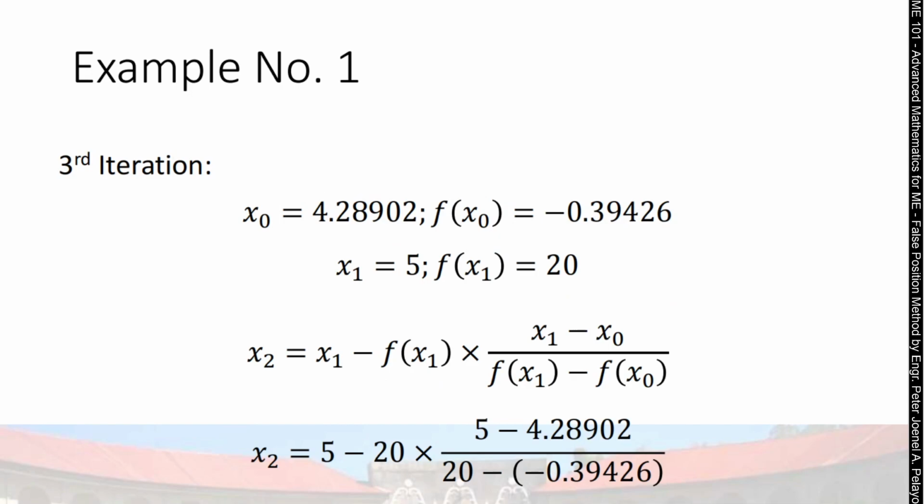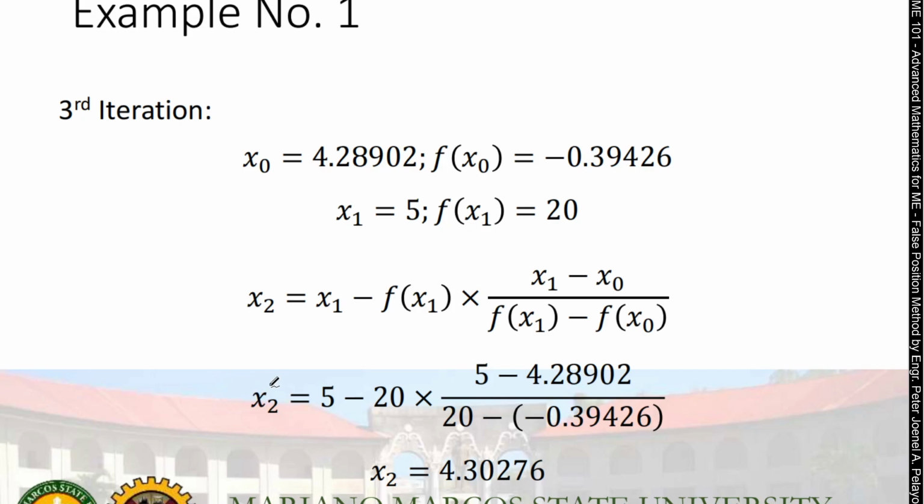Let's go sa third. So, napalitan yung X0 natin. Eh, syempre, papalitan yung f(X0). So, itong X0 and X1 with f(X0) and f(X1). Substitute natin to the formula X2 is equal to 5 minus 20 times 5 minus 4.28902 all over 20 minus the quantity negative 0.39426. So, ang X2 natin is 4.30276.